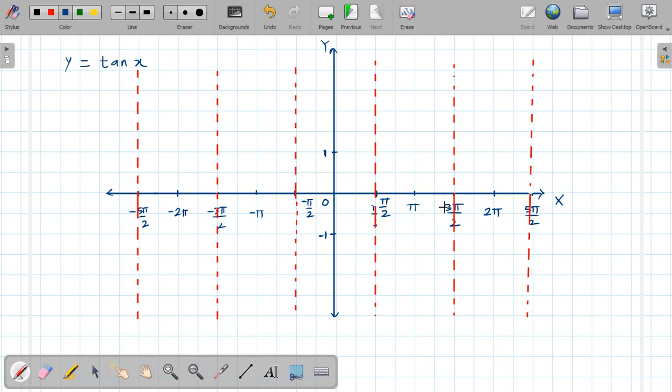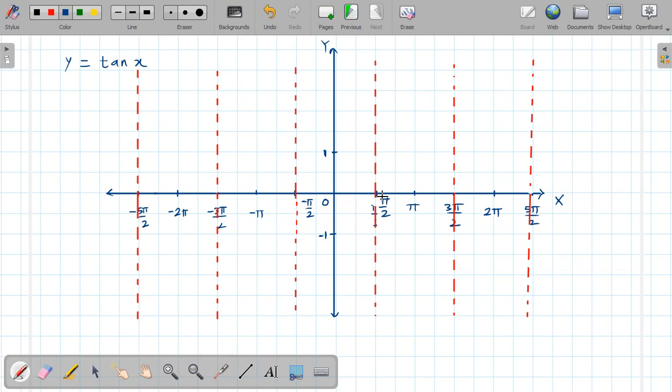Now see, on the x-axis we have taken all standard angles as usual: 0, pi by 2, pi, 3 pi by 2, 2 pi, 5 pi by 2, and so on. Then here minus pi by 2, minus pi, minus 3 pi by 2, minus 2 pi, and minus 5 pi by 2, and so on. And for our convenience, we have taken 1 and minus 1 on the y-axis.